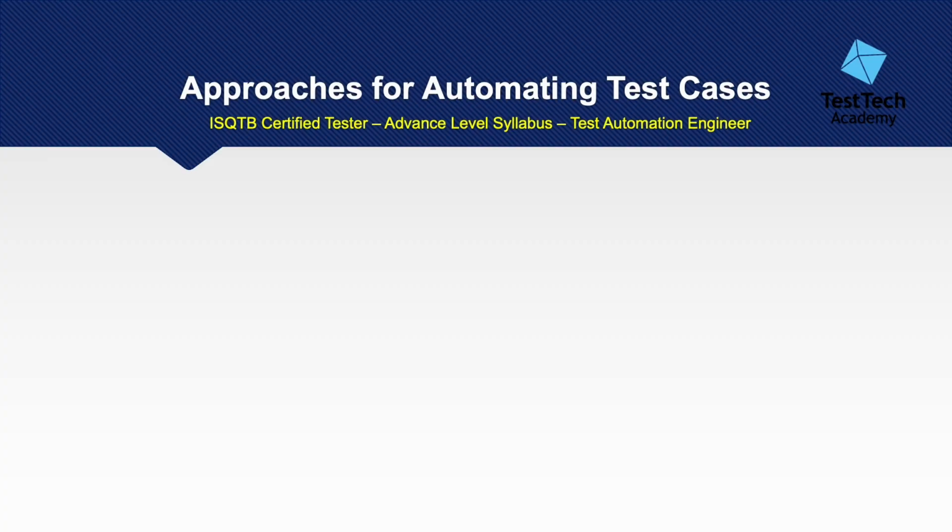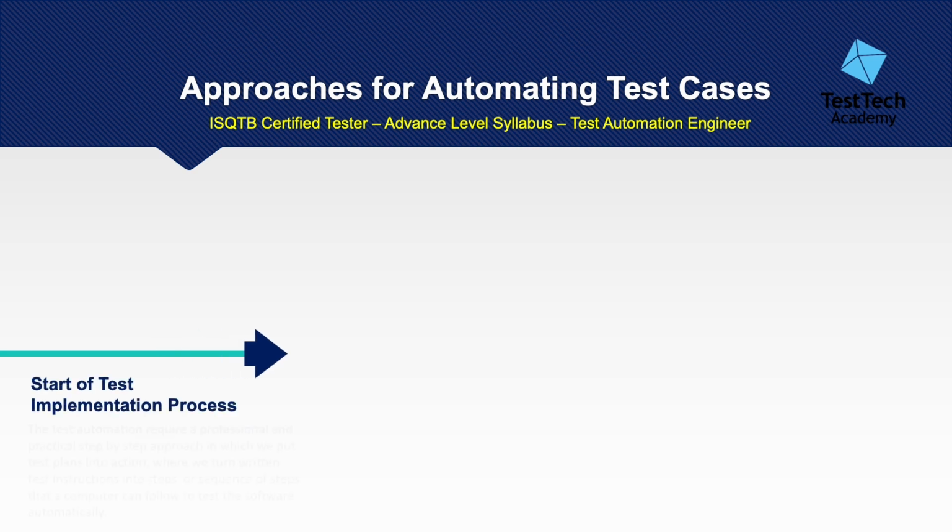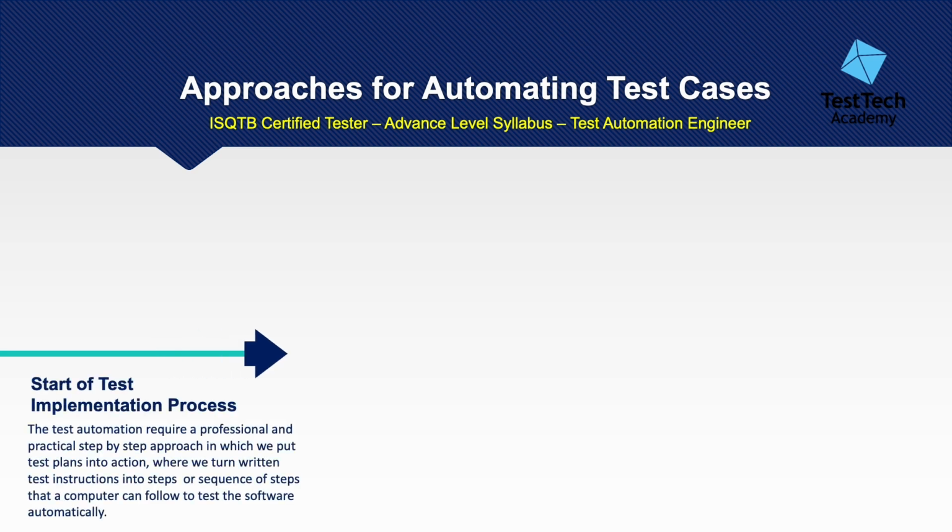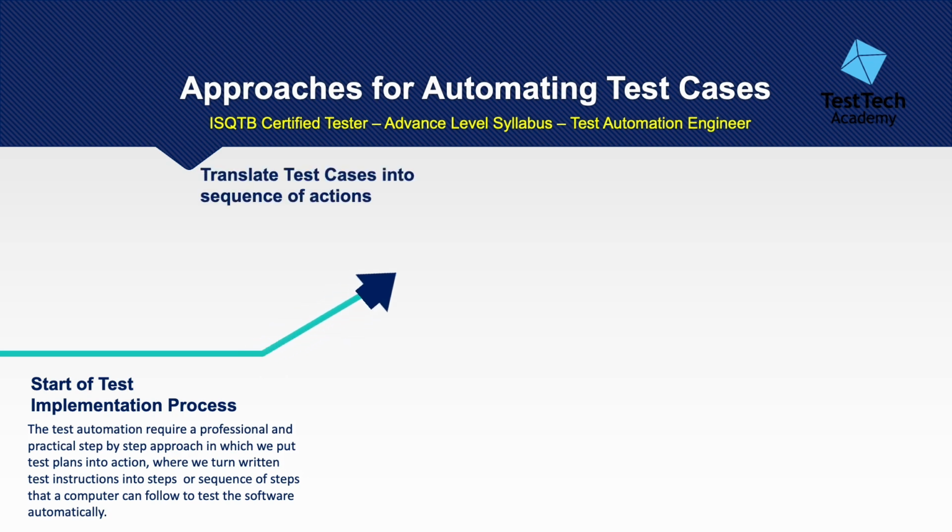Test automation requires a professional and practical step-by-step approach in which we put test plans into action, where we turn written test instructions into steps that a computer can follow to test the software automatically. In the test automation process, we usually have to take the following steps. The first one is that the test cases are required to be translated into a sequence of actions, which can be executed against the software under test.